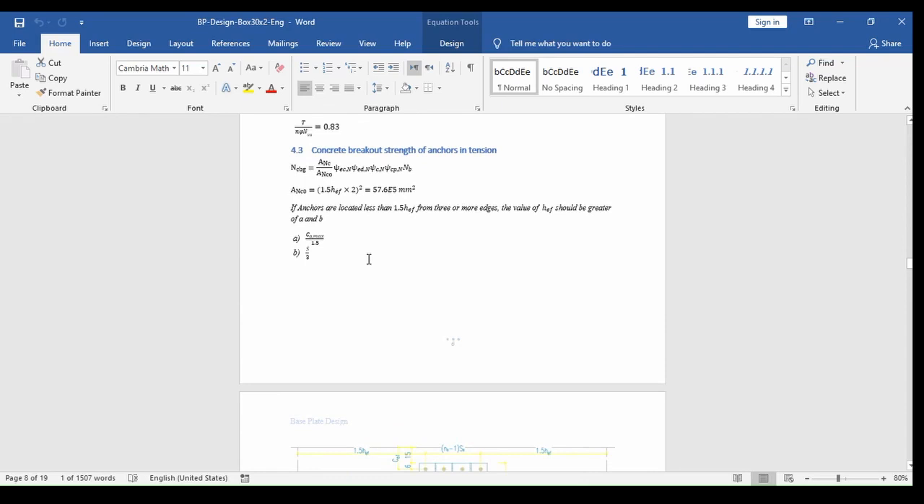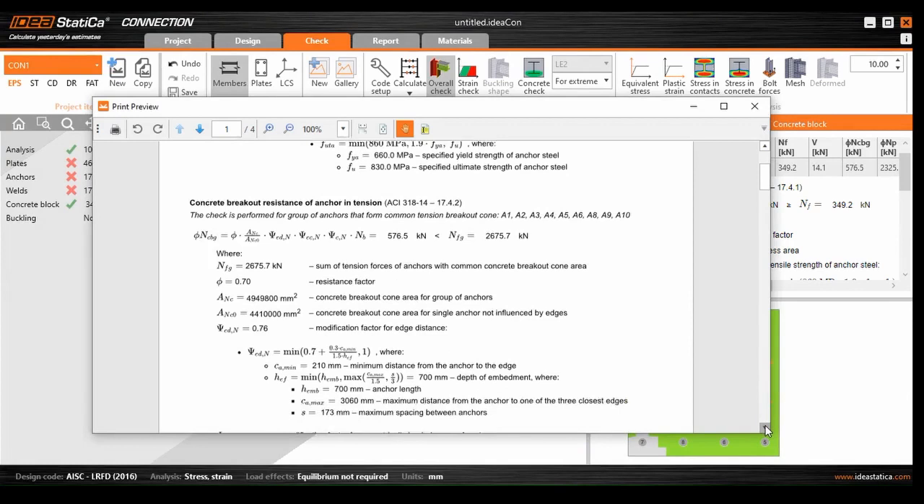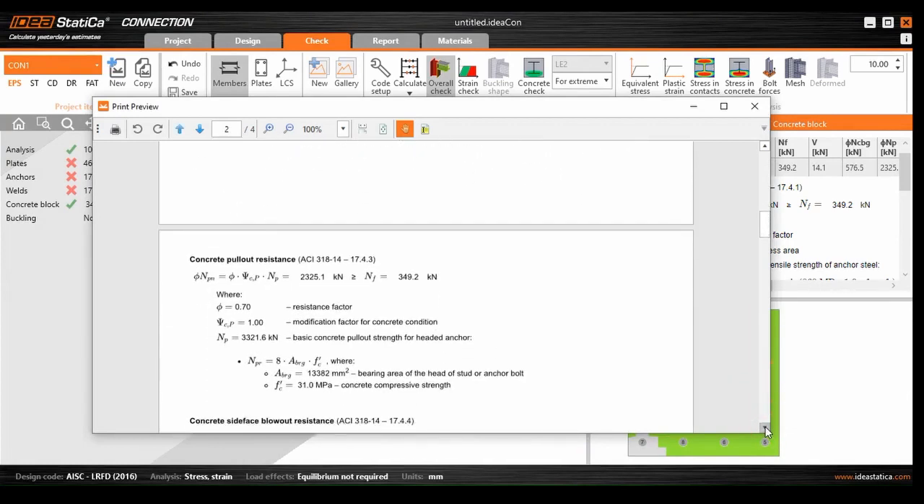And okay, the next one is concrete pull-out resistance. It is enough to withstand the tensile force in the anchor. ABRG here is the area ABRG. Here is the area of the washer we define at the end of the anchor.